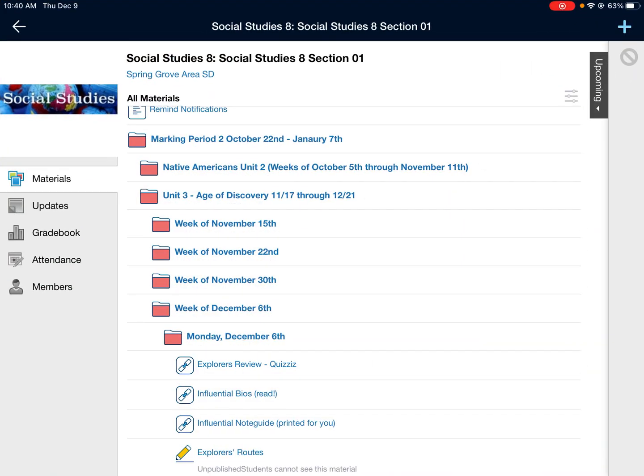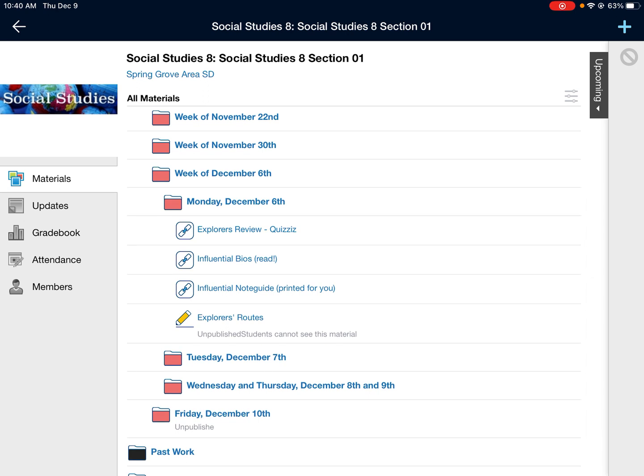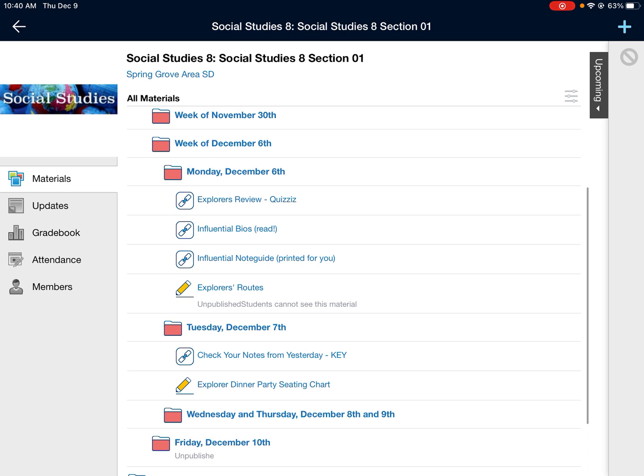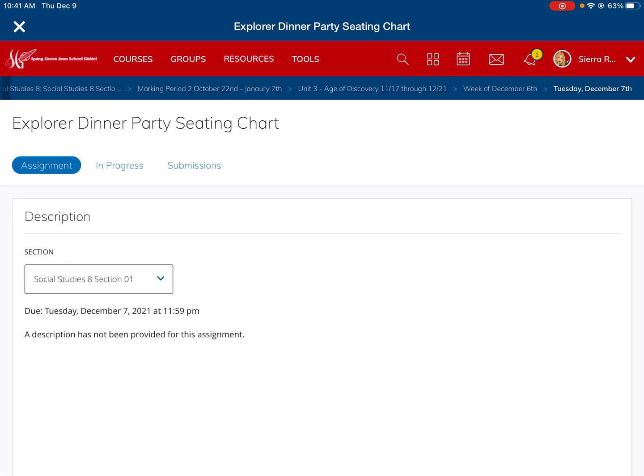Once you have looked at that, the next day that you want to take a look at is Tuesday, December the 7th. And you want to look at the directions first. So we're going to look at our Explorer dinner party seating chart. And again, I also have a key on those influential people, so that will help you for this.